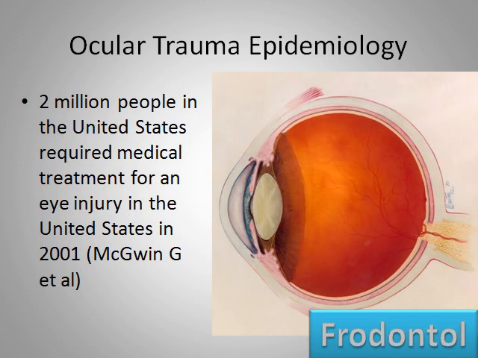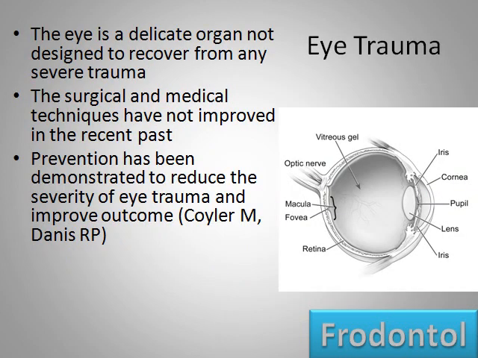Ocular trauma is very common. In the year 2001, over 2 million people in the United States sought medical attention for an eye-related injury. The eye is a very delicate organ, not designed to recover from any severe trauma. The surgical and medical techniques also have not improved in the past couple of decades. Prevention has been demonstrated to reduce the severity of eye trauma and improve outcome.